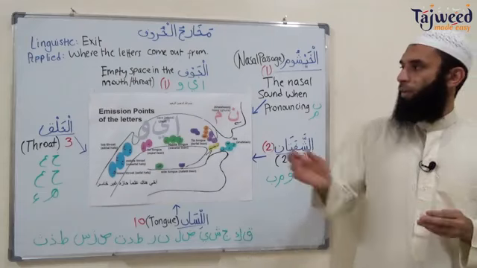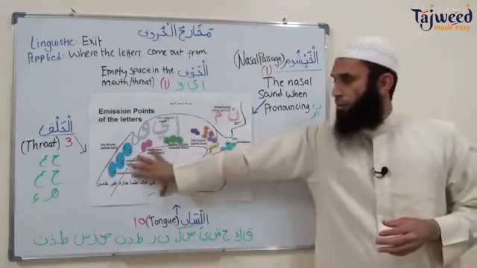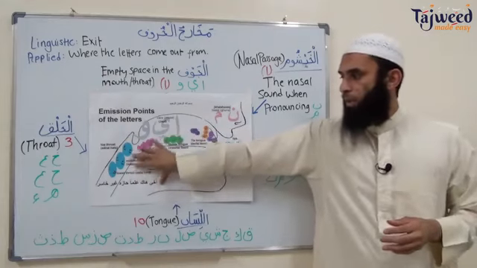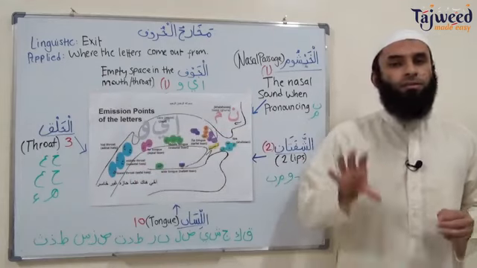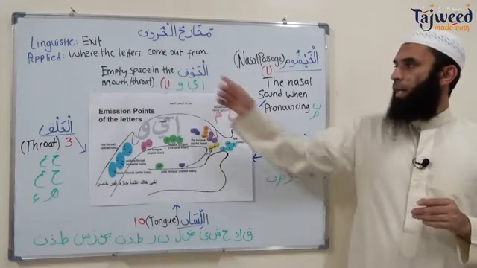Number 1, we have here 5 different areas. So this is the head. So all the makhraj points come from the head. Now in the head, there are 5 different areas where the 28 letters can come out from. Number 1, which is Al-Jawf.